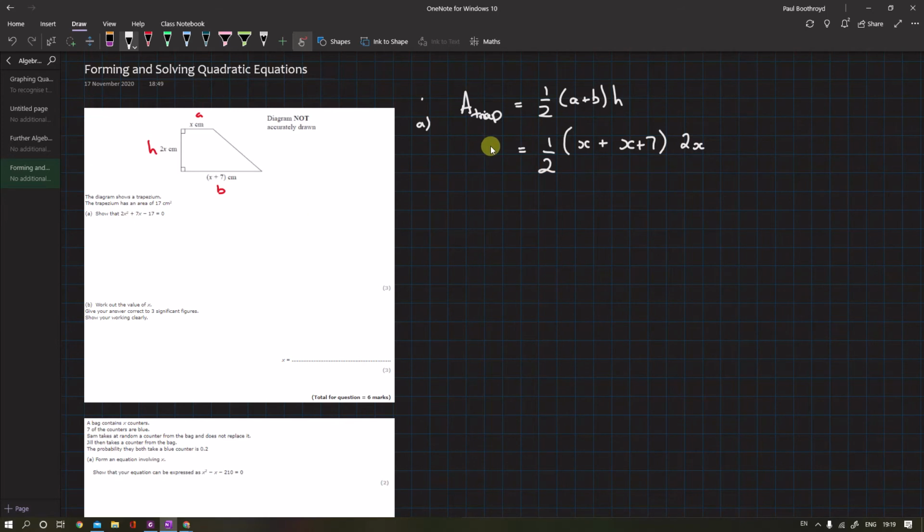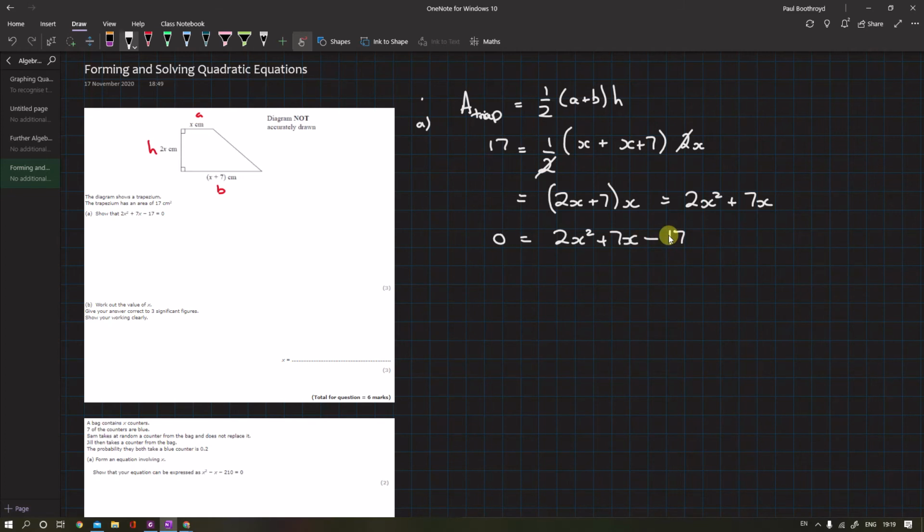We're also told this is equal to 17, so what we can do is actually apply this. The first thing is those two cancel. So what we've now got is 2x plus 7 multiplied by x, which is 2x squared plus 7x. And then to bring this 17 to the other side, we subtract it. And we've now shown the equation.